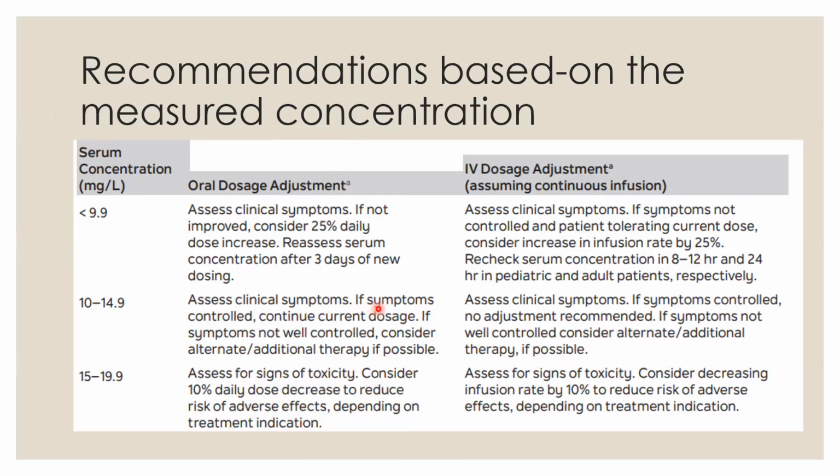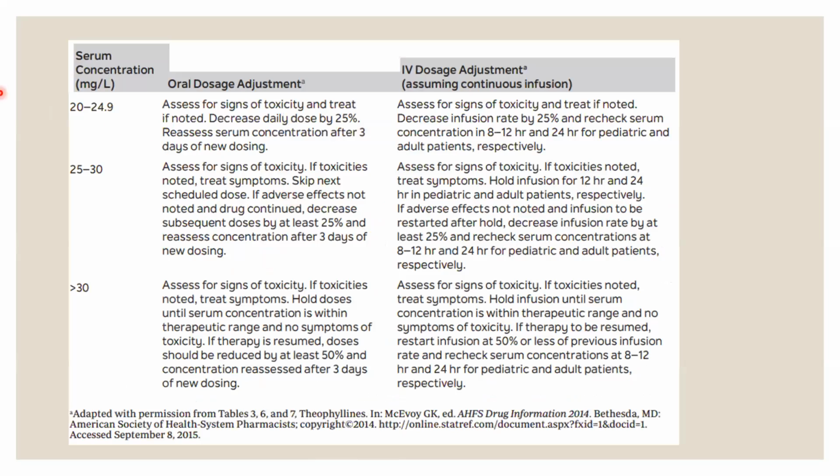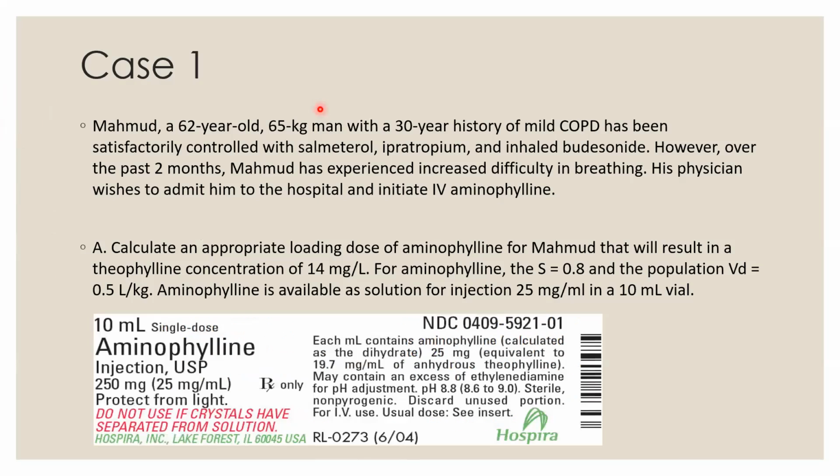Assess clinical symptoms. If symptoms are controlled, continue current dose. If symptoms are not well controlled, consider alternate or additional therapy. So if IV, assess clinical symptoms; if symptoms are controlled, no adjustment required. If symptoms are not well controlled, consider alternate or additional therapy if possible. Now, same thing, but with a higher concentration. Okay, we go to our case.